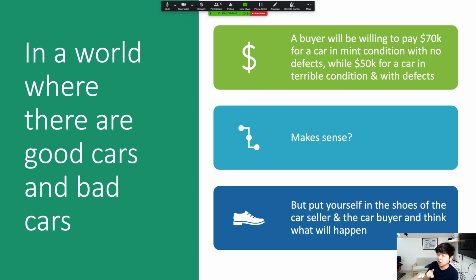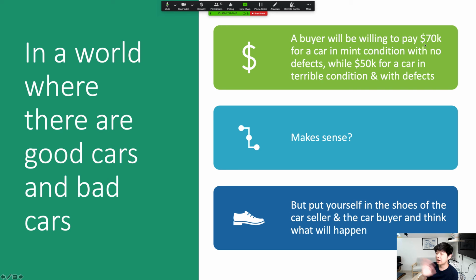So in a world where you don't have information about whether a car is a good car or a bad car, a buyer is only willing to pay the expected value for a car. Does that make sense? You're only willing to pay 60k because you don't know whether it is going to be a good car or a bad car. And the problem with this is that if you were a good car seller, if you know your car is worth 70k, you won't be willing to let go of the car at 60k.